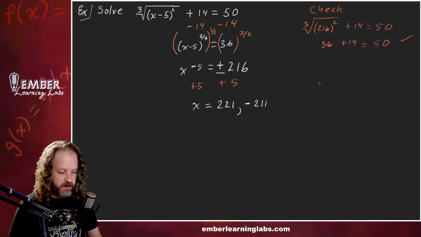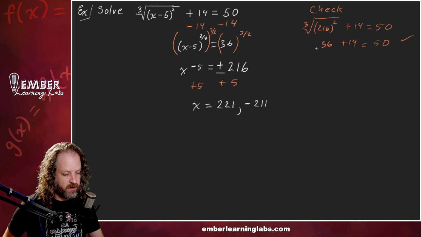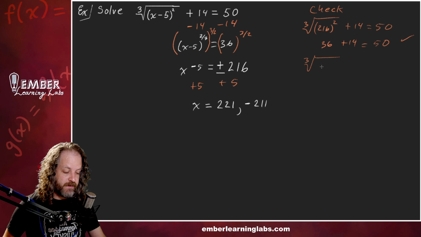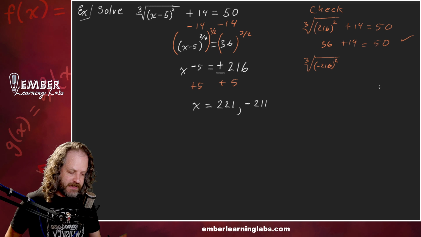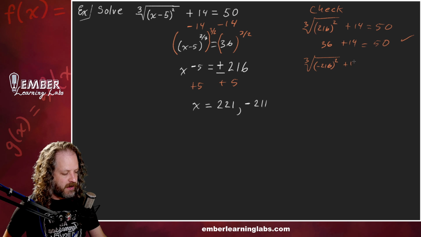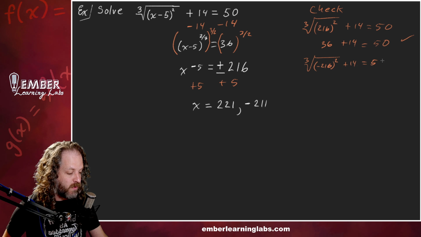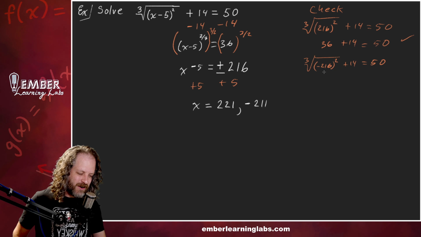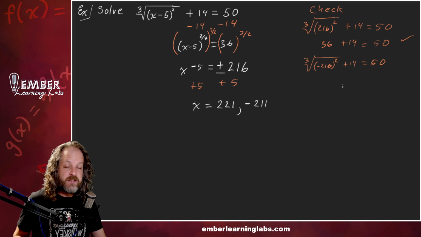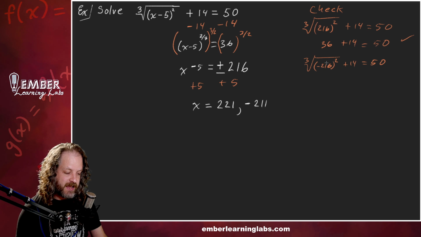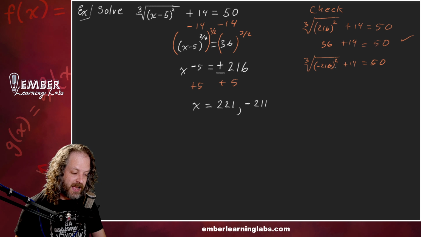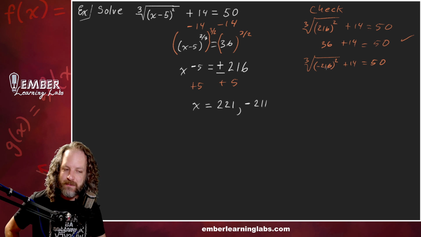Now let's plug a negative 211 in here. Is that going to work? So the cube root of negative 211 minus 5. So negative 211 minus 5 is negative 216. Negative 216 squared. Now this is also going to work. You might be like, this is not going to work. We got a negative inside of a radical, all these things. Well, for two reasons, it's going to work. And it's going to give us actually the same positive 36, because negative 216 squared is positive whatever giant number that is, right?